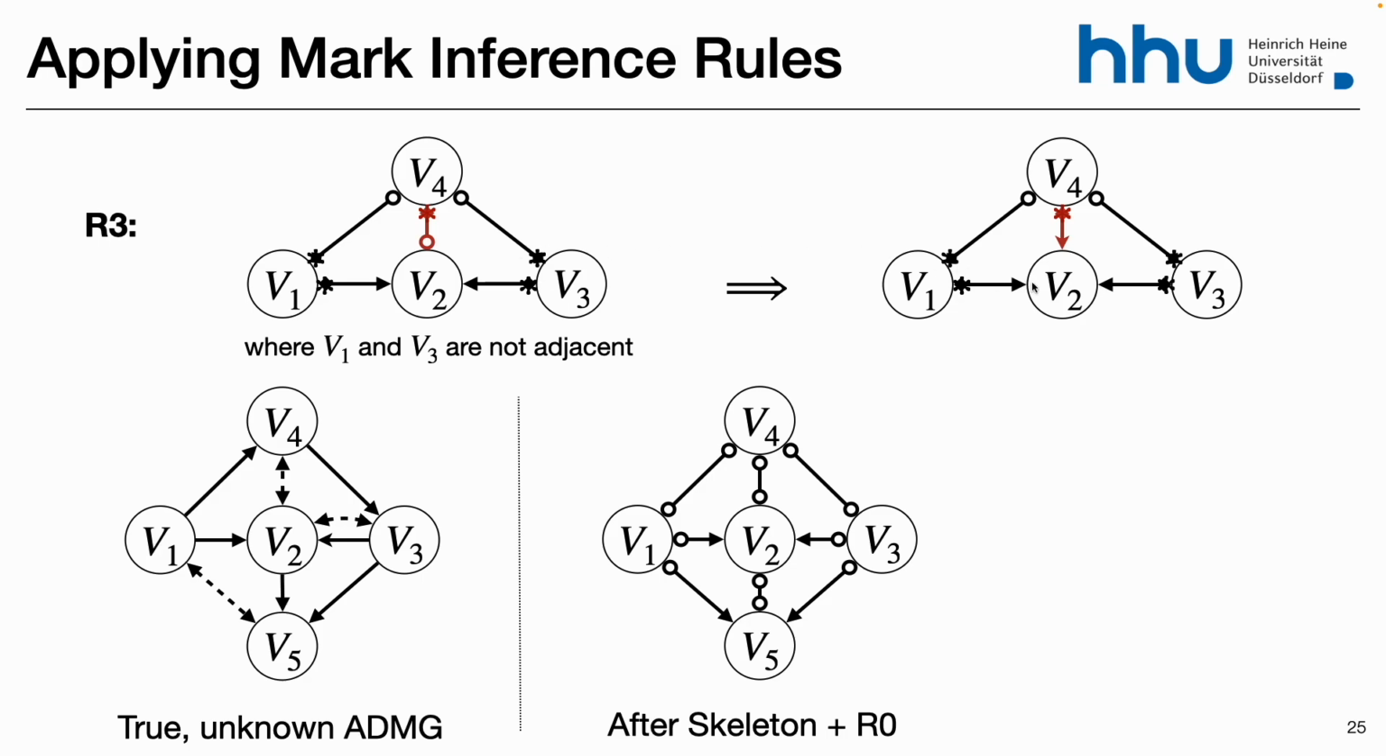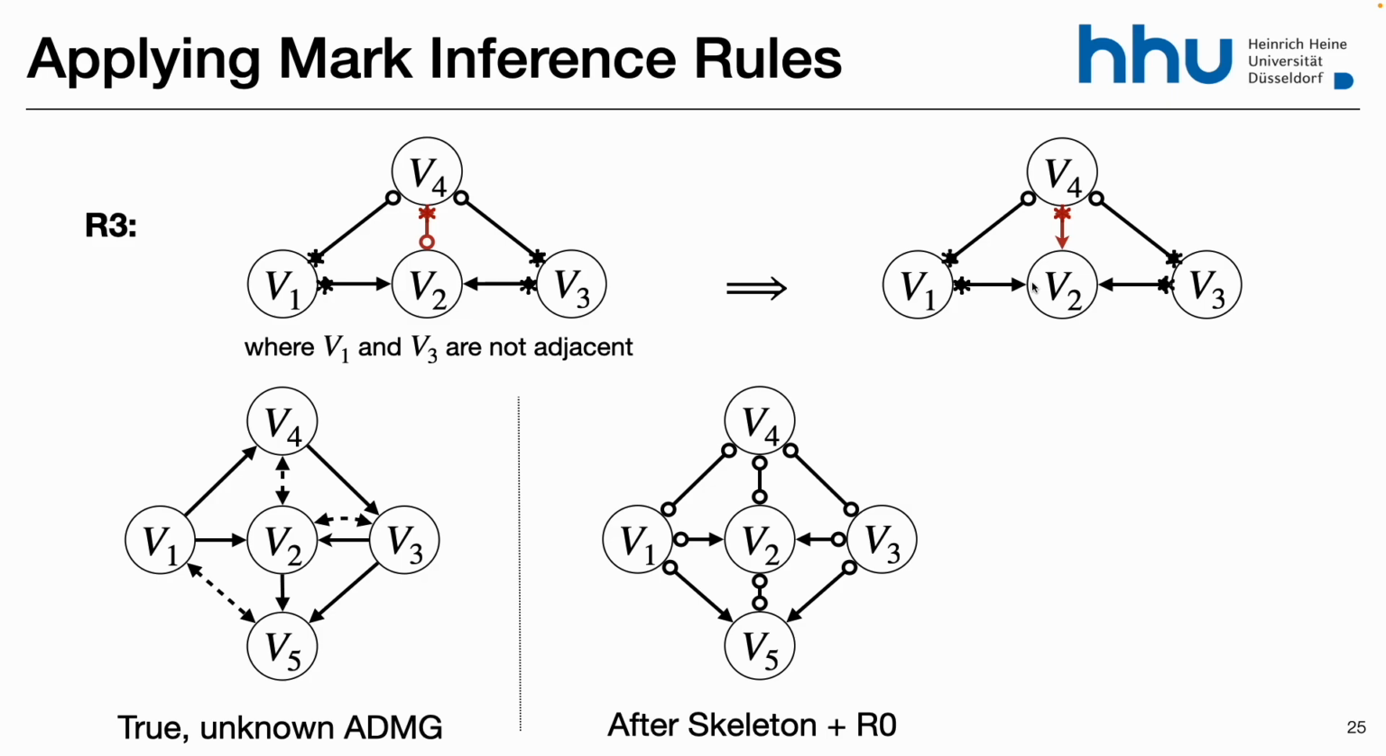Why? Because V4 is a non-collider, so it was part of the conditioning set. So V4 can never be a descendant of a collider, otherwise V1 would not be separated from V3 by conditioning on V4. So I know for sure that V2 is a non-ancestor of V4. This is in the proof, but that's the type of reasoning that we're going to see in the proofs.